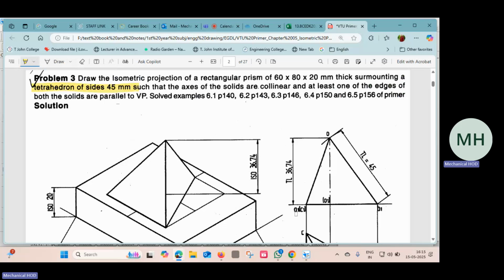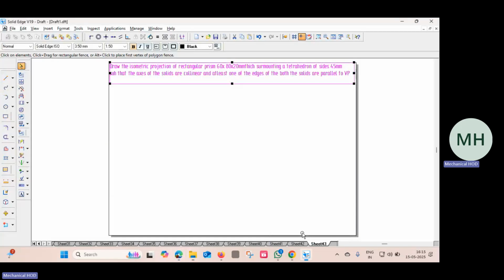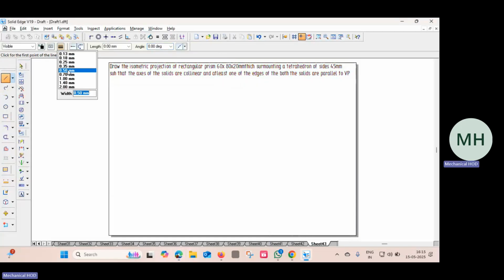Now we'll go to Solid Edge. First, we'll draw the top view of the tetrahedron. The top view of the tetrahedron is a 45 mm equilateral triangle. So start with the line. Before that, the type of line is dark line. The length is 45, first angle is 0.